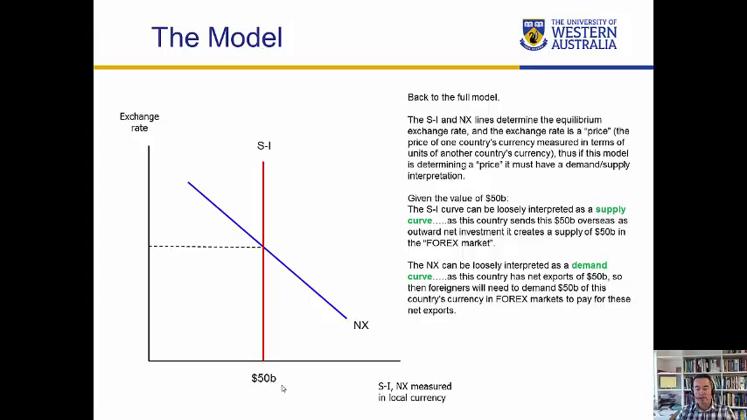Imports into that country create a supply of that country's currency. So exports generate a demand for this country's currency, imports generate a supply of this country's currency in foreign exchange markets. So in a way, the NX curve can be thought of as a net demand curve. And in this case, we've got exports exceeding imports by $50 billion.